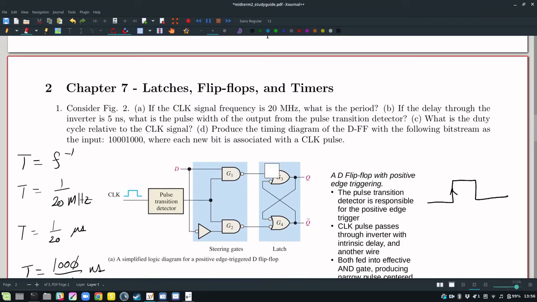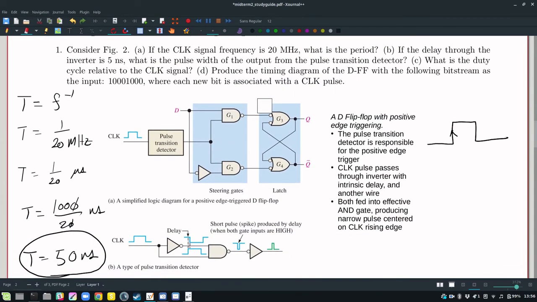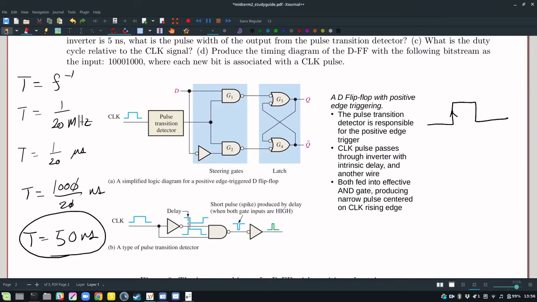So this question is not complicated. If the delay through the inverter is 5 nanoseconds, what's the width of the pulse coming from the pulse transition detector? And the answer is 5 nanoseconds. So this should be 5 nanoseconds wide, because that's the time in which both of these signals are high at the same time. And so you can think of popping these bubbles, and that just becomes an AND gate, so it's high whenever both signals are high at the same time.